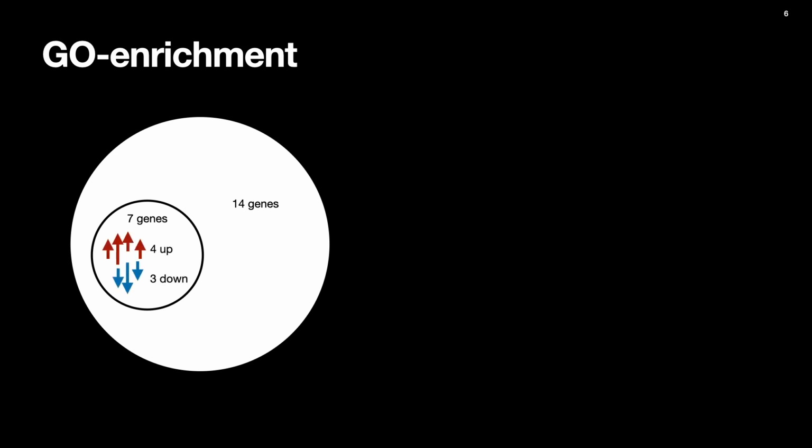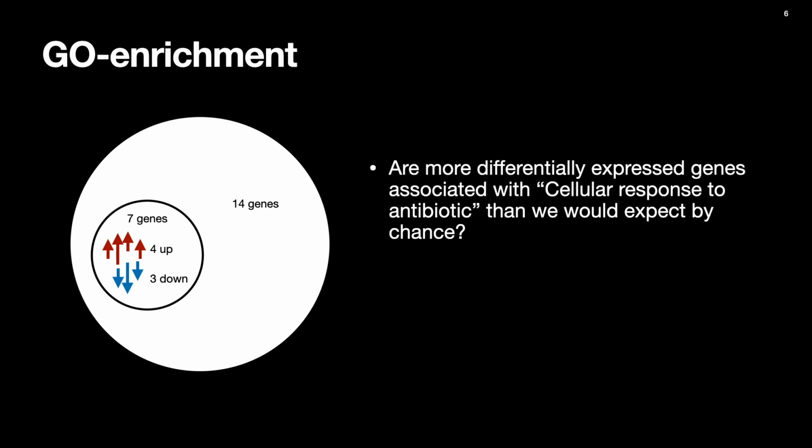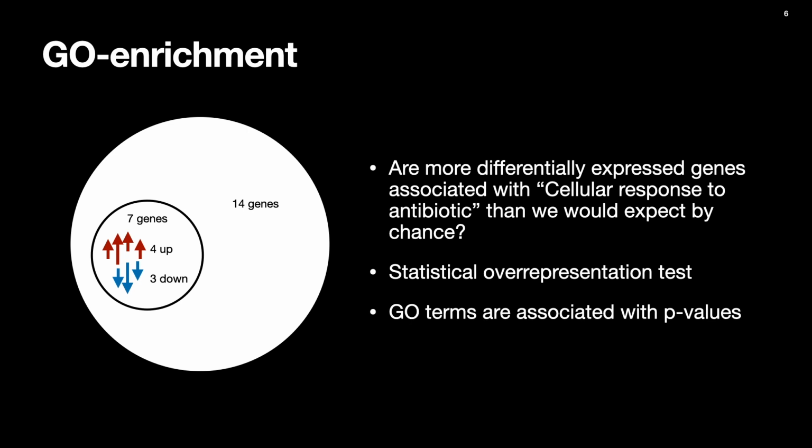The question now is, how many genes for a GO term have to be expressed so that we include it in our final lists of GO terms? Or more specifically, are more genes differentially expressed with cellular response to antibiotic than we would expect by chance? The question is answered using a statistical overrepresentation test, which associates every GO term with a p-value, based on which we can decide if we call the GO term overrepresented or not.